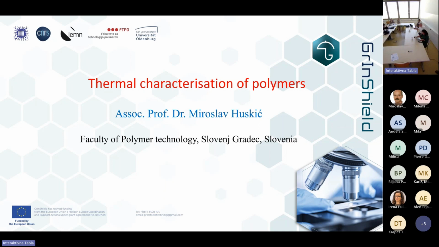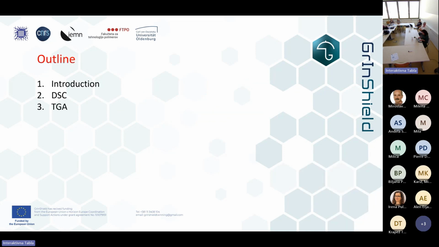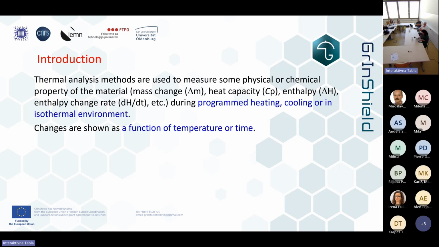So we continue now with thermal characterization of polymers, which is, of course, also very important. I will start with a small introduction. I will talk about just 2 thermal characterization techniques, the DSC and the TGA. Thermal analysis methods are used to determine some physical and chemical properties of materials during heating or cooling, or if we leave them at a certain temperature.